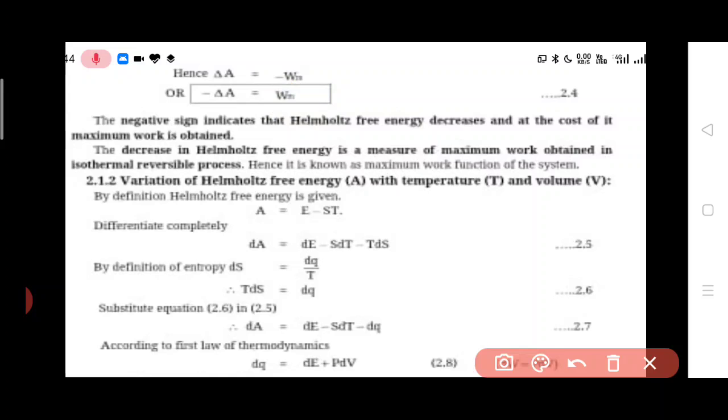Now the same conclusion is written in this statement also. Decrease in Helmholtz free energy is a measure of maximum work obtained in an isothermal reversible process. Hence it is known as the maximum work function of the system. Helmholtz free energy is also called the maximum work function of the system.